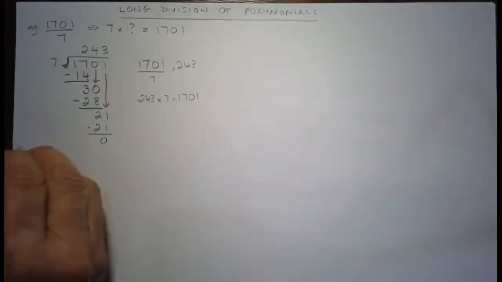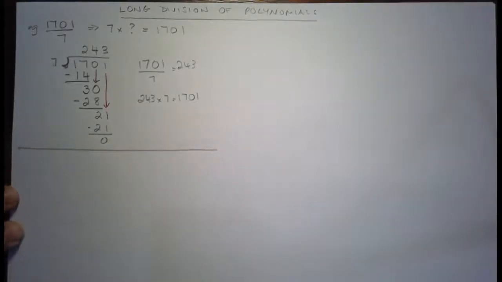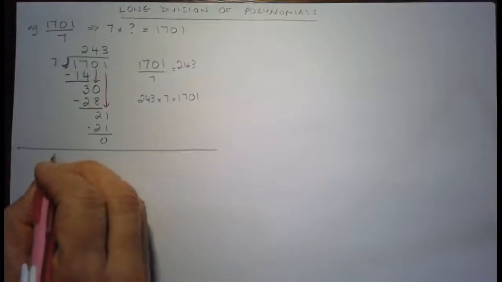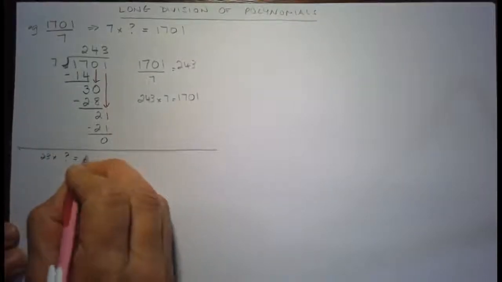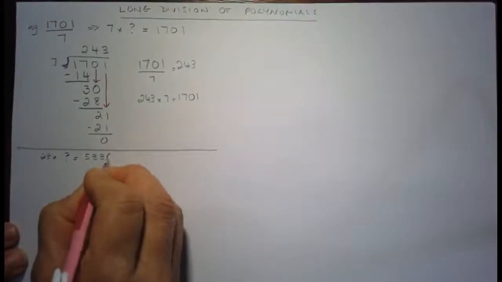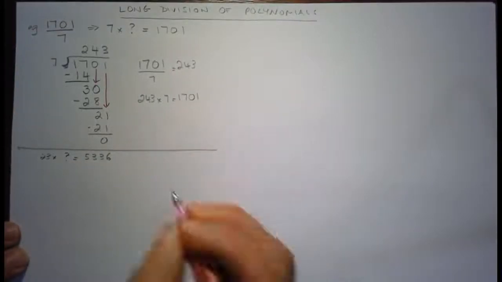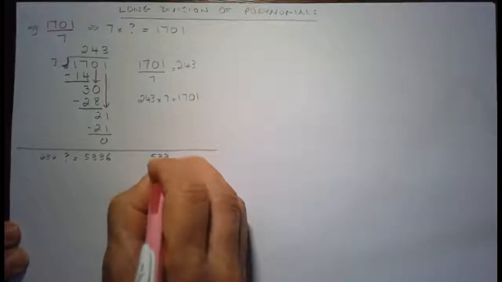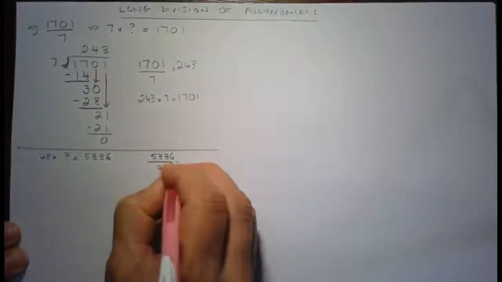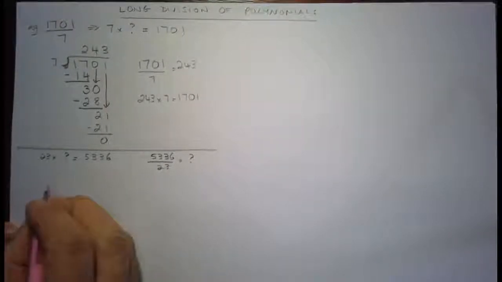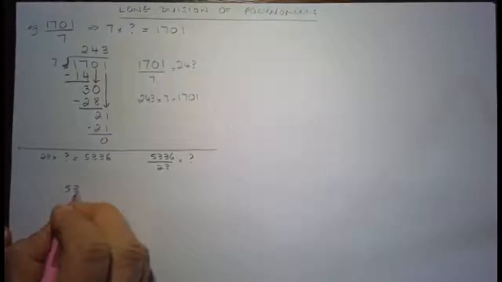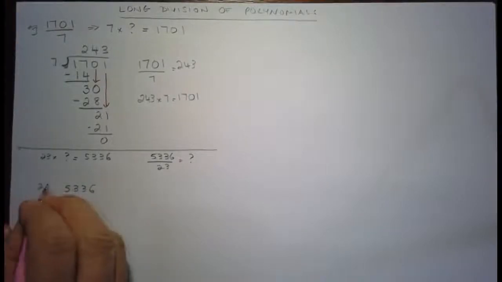Let's look at another example. Let's say this time I want to find 23 times what number is going to give me 5,336. So to do that, of course, I'm going to go 5,336 divided by 23 is going to give me that value. So I can set this out exactly the same way. So I've got 5,336 divided by 23.